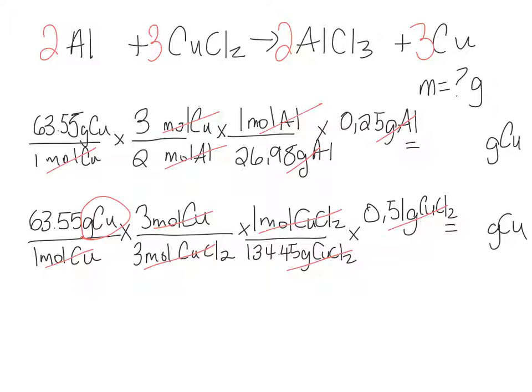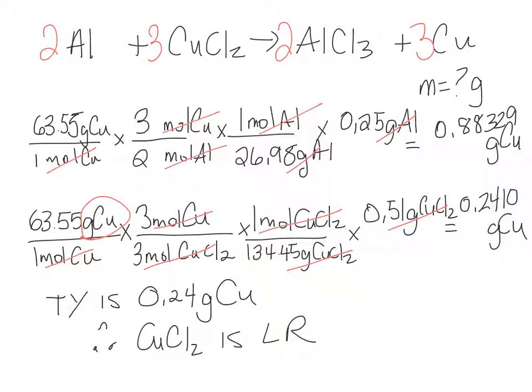So now we need to figure out mathematically which one of these is a smaller number. The smallest of these two numbers for grams of copper is going to be our maximum yield possible. So our theoretical yield is 0.24 grams, and it came from copper 2 chloride. So that's our limiting reagent. That means aluminum is present in excess. Aluminum is the excess reagent. Copper 2 chloride is limiting.